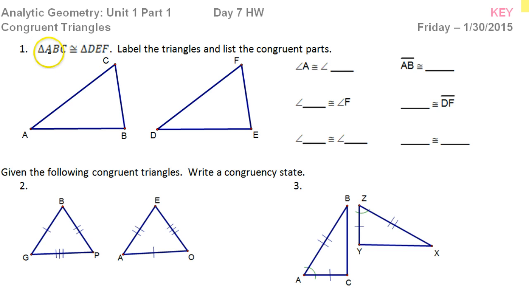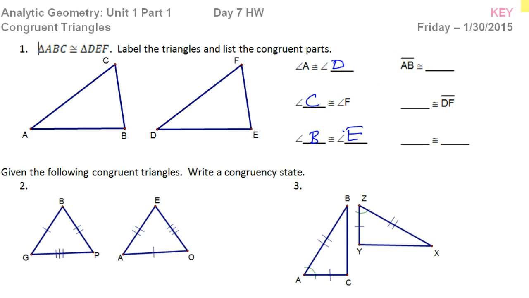So that means that angle A is congruent to angle D, because those are both first in the order of things. So angle C is congruent to angle F, and angle B is congruent to angle E. And that works for the sides of the triangle as well.